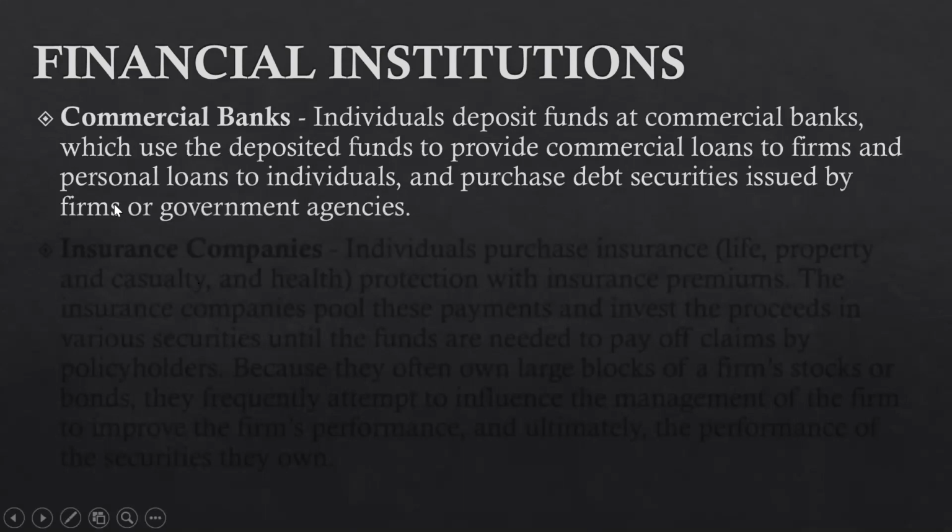We begin with banks. Obviously, it is a venue that involves monetary transactions. This is where individuals deposit funds, which the banks use to provide commercial loans to firms and personal loans to individuals. They also purchase debt securities issued by firms or government agencies. So aside from receiving deposits, commercial banks also grant loans to firms and personal loans to individuals. Still, there's an involvement of monetary transactions or monetary flow.